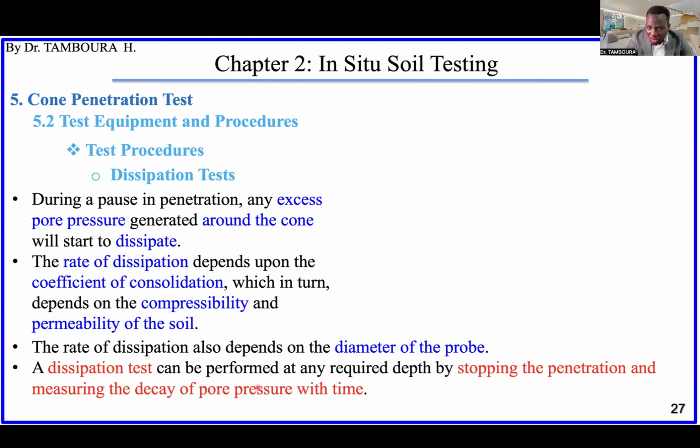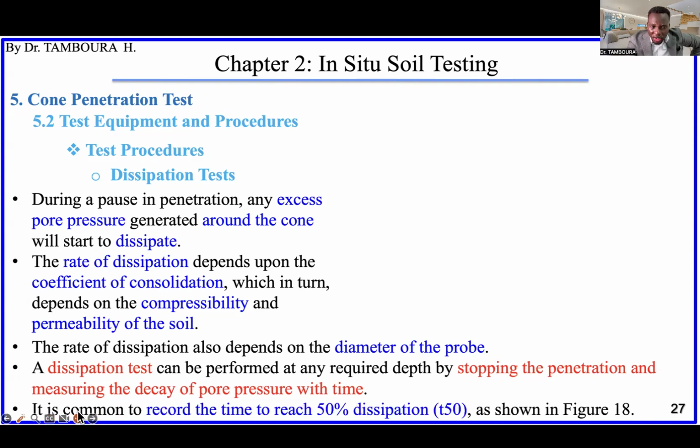At any depth, you can perform a dissipation test by stopping the penetration. You just stop it and measure the decay of pore pressure with time. Okay, and sometimes it is common to record the time to reach 50% dissipation, which is T50.